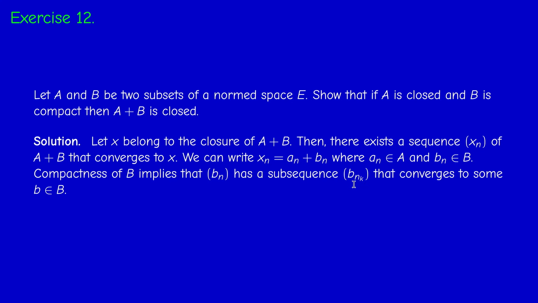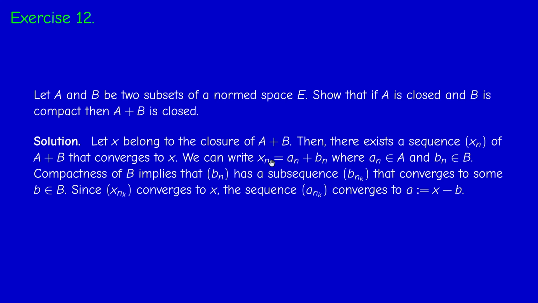Okay, so what do you have? Xn converges to x. So in particular, xnk converges to x. So xnk is convergent, and I can write xnk equal ank plus bnk. Xnk is convergent to x, bnk is convergent to b, therefore ank is convergent to the difference. So ank, the sequence in A, converges to x minus b, and this element I put equal to a. So I define a to be x minus b. Now since A is closed, the limit must be in A.